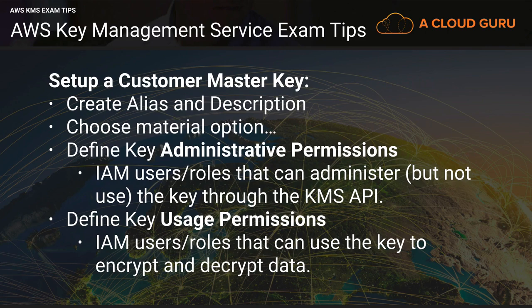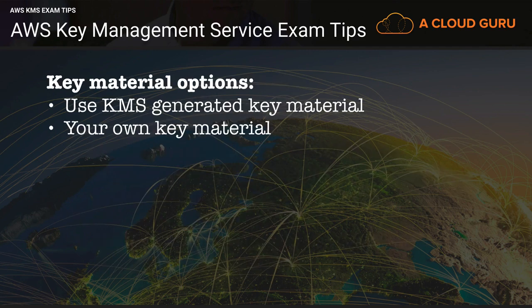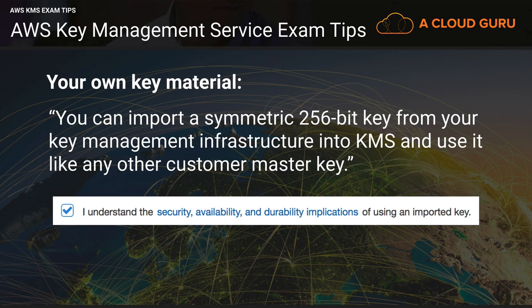We then defined our key administrative permissions, so which IAM user or role has administrator access to this key. And then we also defined our key usage permissions, so which IAM users or roles can actually use this key to encrypt and decrypt data. We then went through our key material options. If we provide our own key material, then it's a customer managed master key. You can import a symmetric 256-bit key from your key management infrastructure into KMS and use it like any other customer master key, and we had to tick that little box.